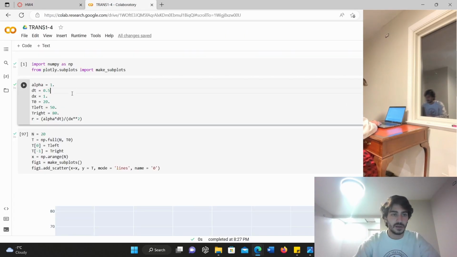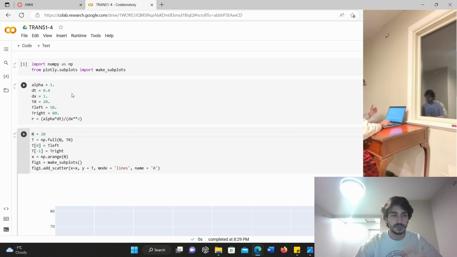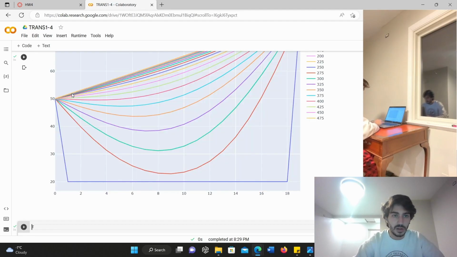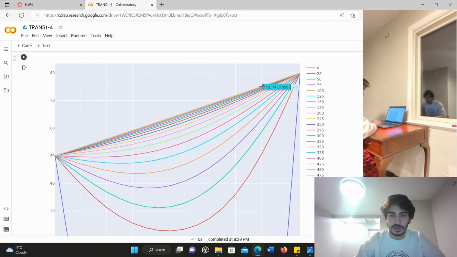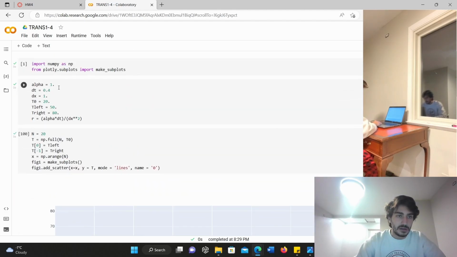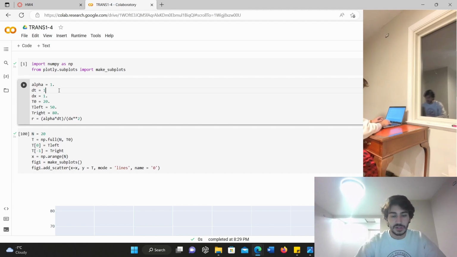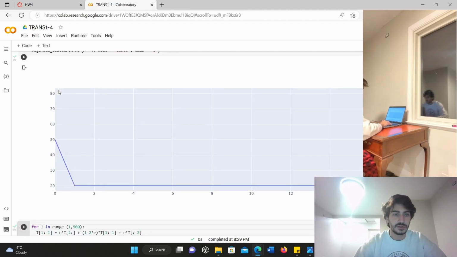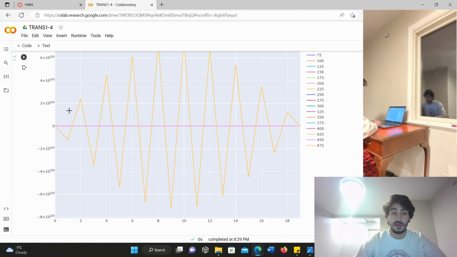Well, let's see. What happens if we put in 0.3 or 0.4? What happens? Well, nothing crazy. Still get a decently reasonable looking graph, right? Now let's go upwards. Let's just go straight to 1. Time intervals of 1 second.